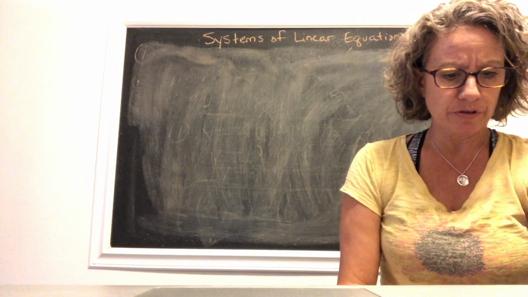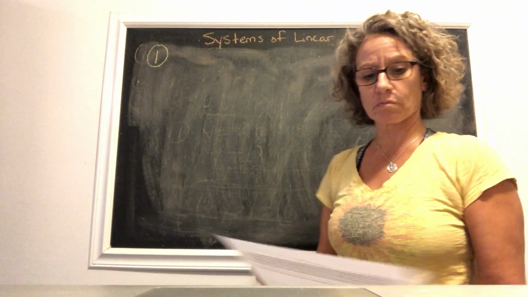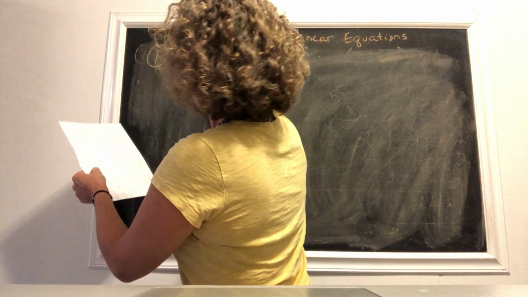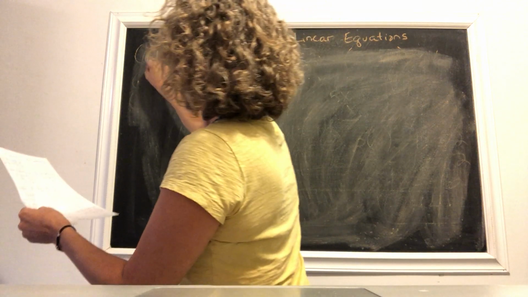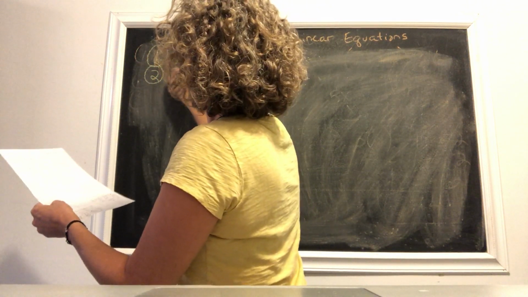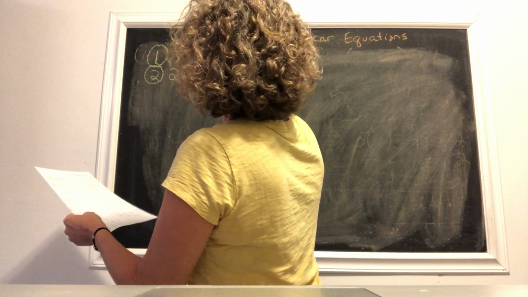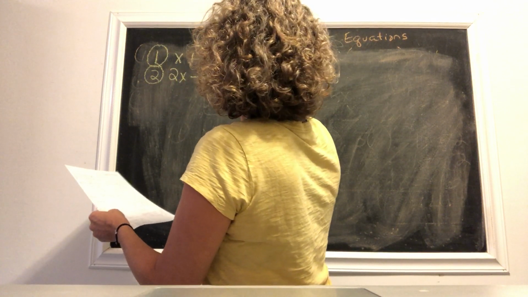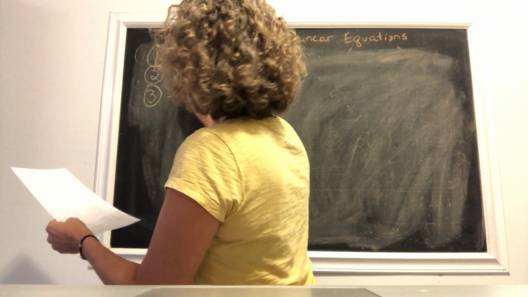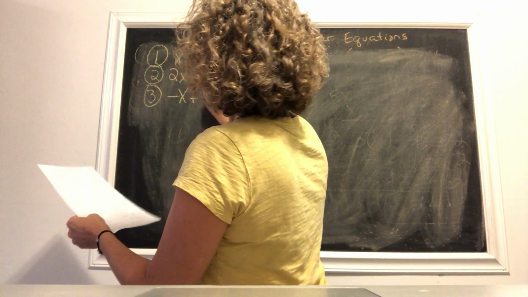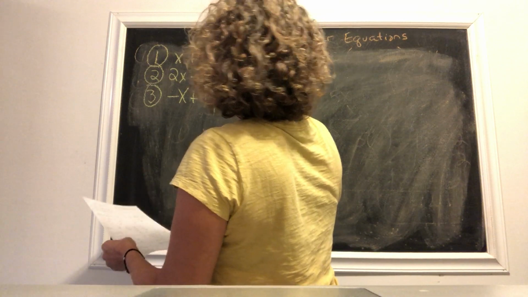So I'm going to use this next example. The first equation is x plus y minus z equals 6. The second equation is 2x minus 3y plus 2z equals negative 19. And the third equation is negative x plus 4y minus z equals 17.